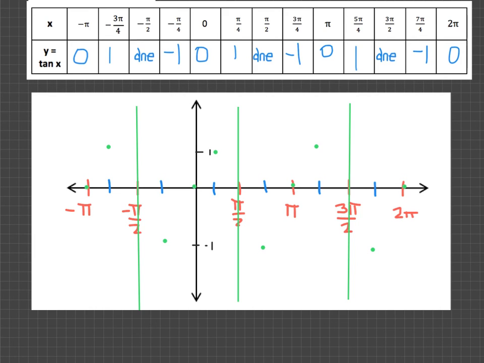Connecting those points, we use the asymptotes as a guide. As we approach those asymptotes, we are going to either positive infinity or negative infinity. So we follow where the points are and draw curves through those points, approaching the asymptote, either going to negative infinity or positive infinity.